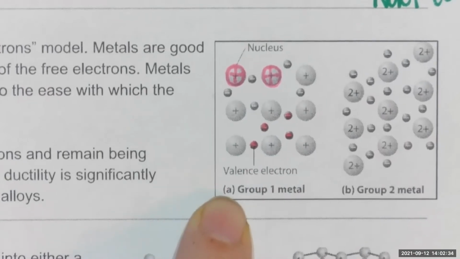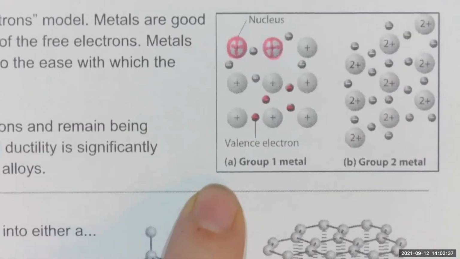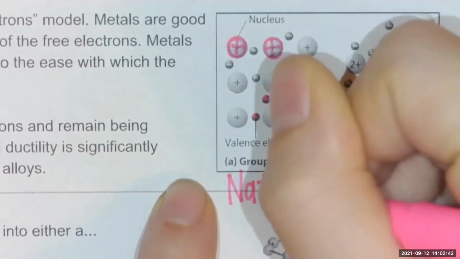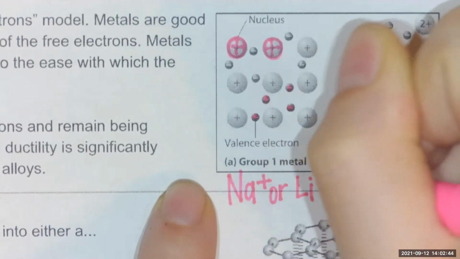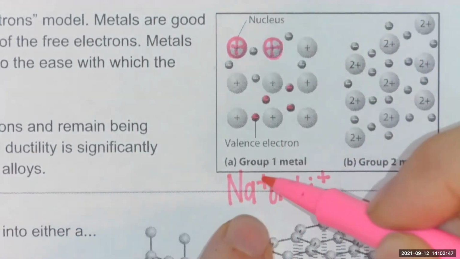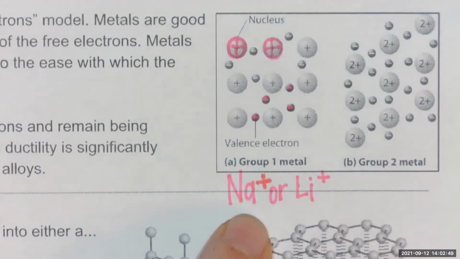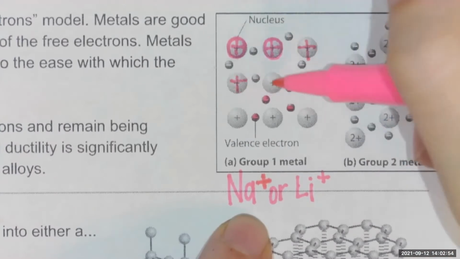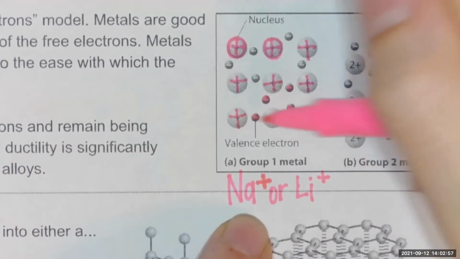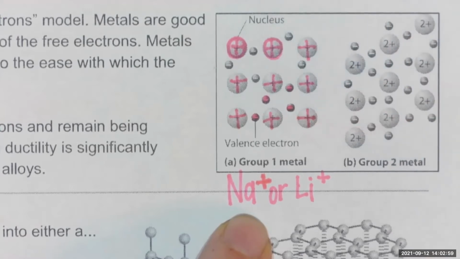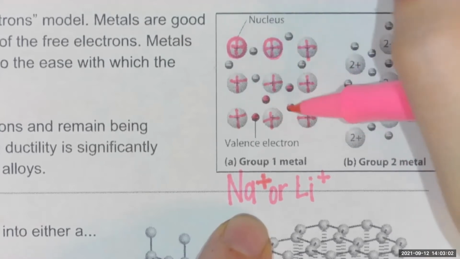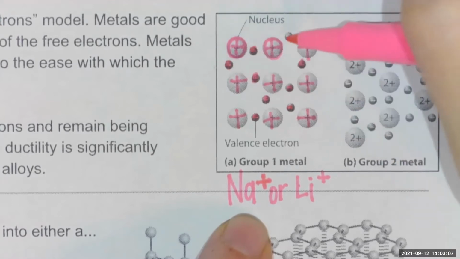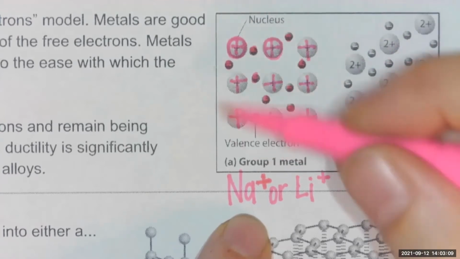If you are a group 1 metal, meaning you're in the first column of the periodic table, stuff like Na+ or Li+, you are losing 1 electron. So if I went through and counted, there are 1, 2, 3, 4, 5, 6, 7, 8, 9 positives, and 1, 2, 3, 4, 5, 6, 7, 8, 9 corresponding electrons. That makes sense.